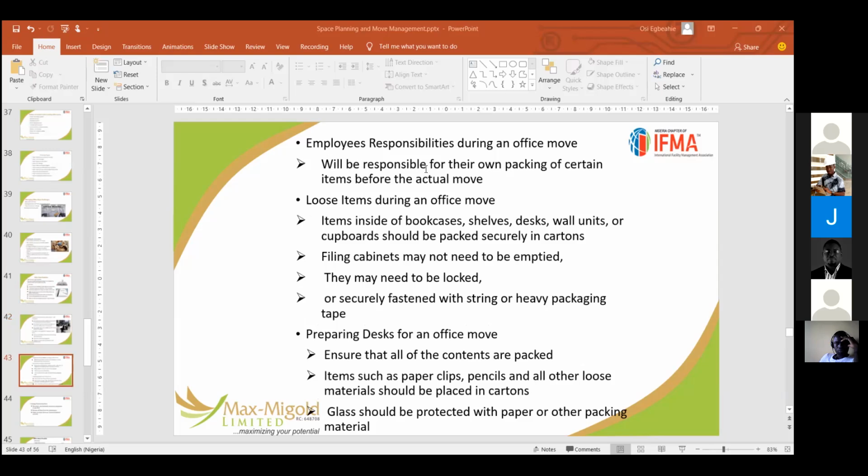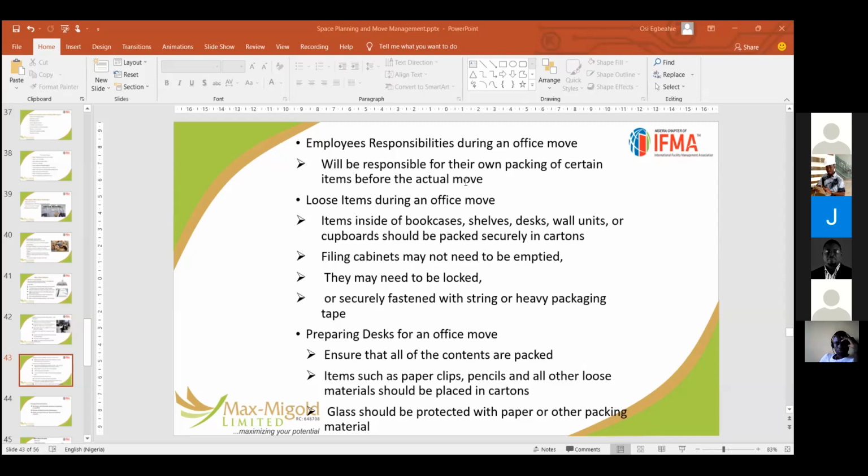Employees' responsibility during the move: they will be responsible for their own packing and setting aside items before the actual move. Normally, if you have a move company, they'll give you cartons for items. Don't be a good Samaritan; ensure that everybody packs their own property themselves from the office. You pack it into a carton, give them the carton, let them seal it themselves, and write their names on the cartons themselves. It will save you a lot of trouble.